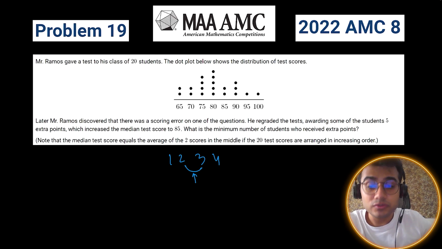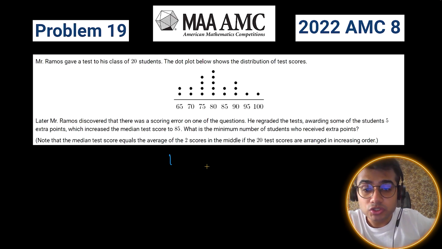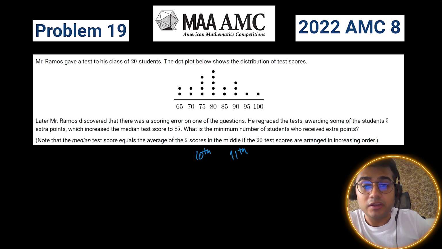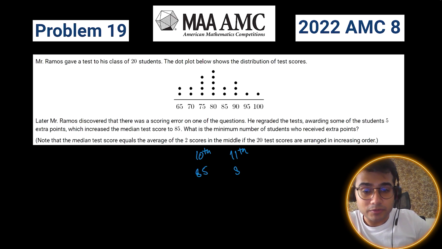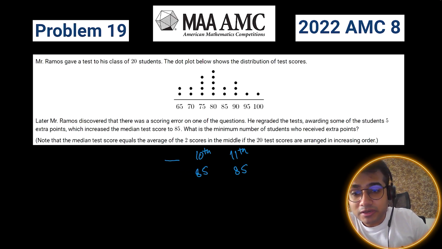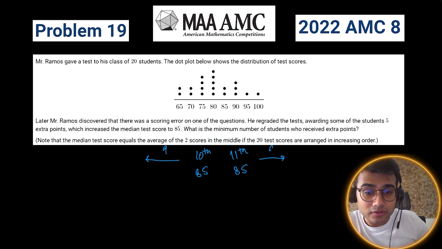Now, since we have 20 students, it's going to be the average of the 10th and the 11th student. Now, for the average to be 85, they both have to be 85 themselves. Okay, so this must be 85 and that must be 85. That means there must be 9 students on this side and 9 students on this side.